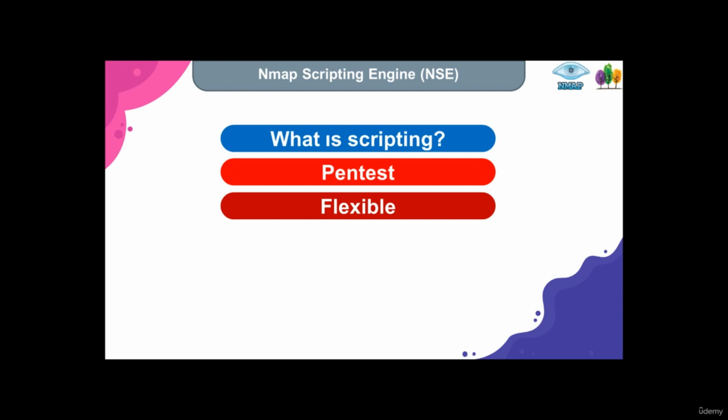It allows users to write and share simple scripts to automate a wide range of network scanning tasks. These scripts are then executed in parallel with the speed and efficiency that we would expect from NMAP. So users can use scripts distributed with NMAP or write their own to meet their specific needs.